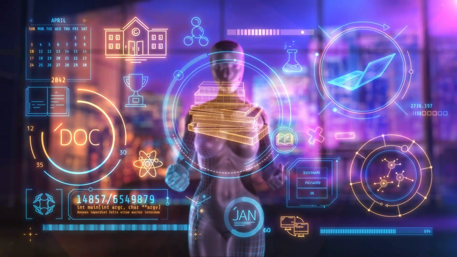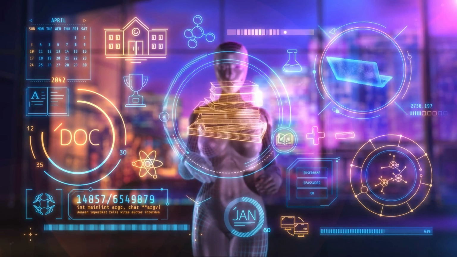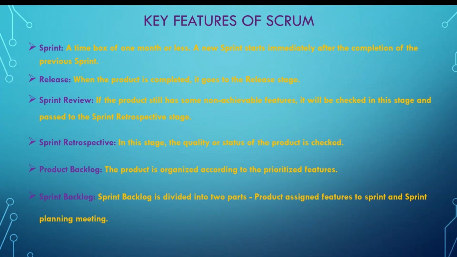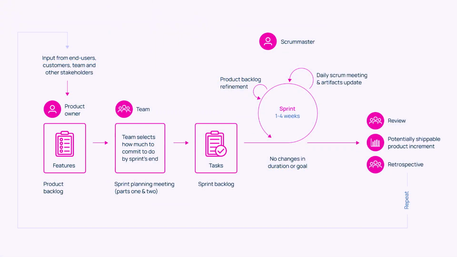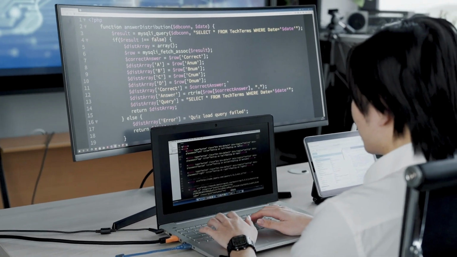It's a framework within which people can address complex, adaptive problems while productivity and creativity of delivering the product are at the highest possible values. Key features of Scrum include sprint, release, sprint review, sprint retrospective, product backlog, and sprint backlog. You can go through each one if you're looking for more info. The Agile approach moves fast, releases often, and caters to user needs instead of following a rigid documented procedure. Therefore, it becomes easy to incorporate user feedback throughout the development process.